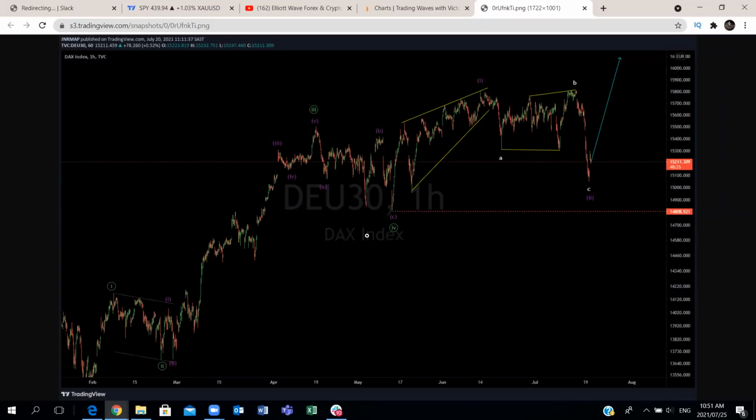And this is where the forecast came from on the DAX. 1, 2, 3. We're looking for this to push to the upside. Where are we now with the DAX? DAX is here. It's currently around these levels. We're looking for this to continue pushing to the upside.